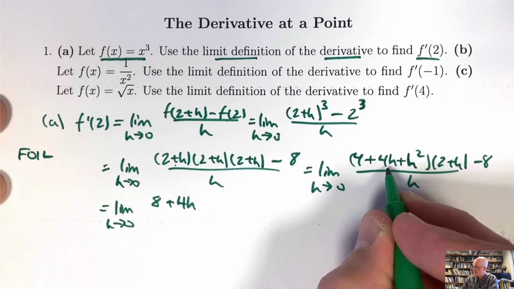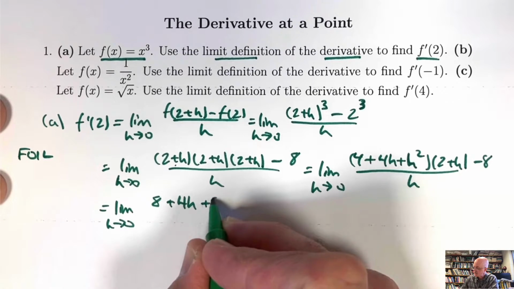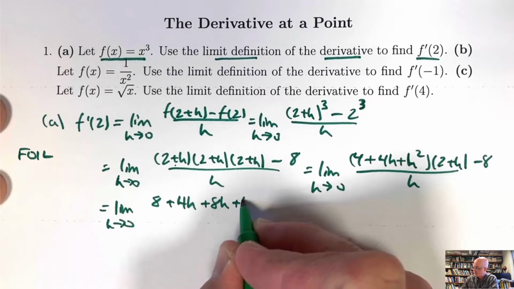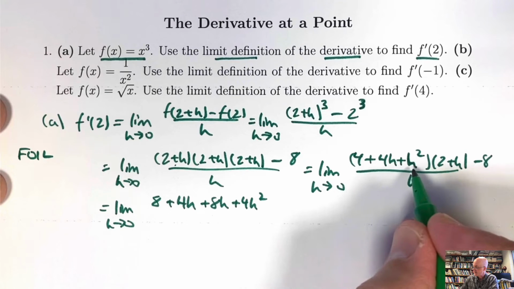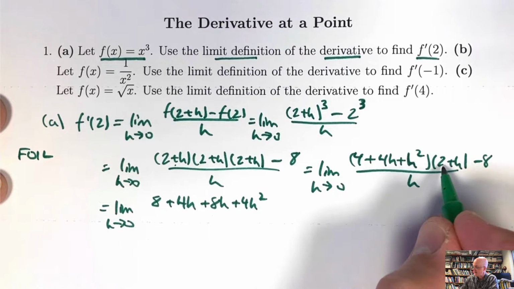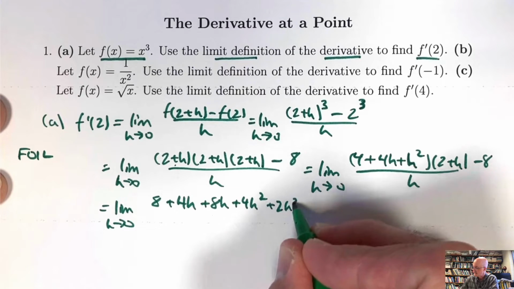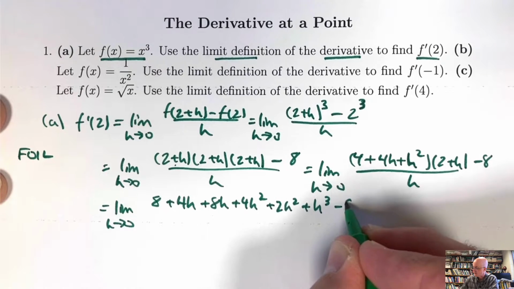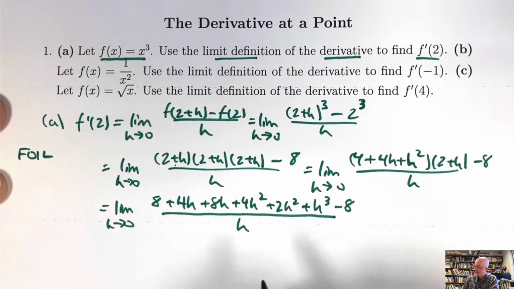Then go to the next term here, 4h. Multiply it times each term here. 4h times 2 is 8h. And then 4h times h is 4h squared. And then go to the last term here in the factor on the left, h squared, and multiply it times each term here. h squared times 2 is 2h squared. And then h squared times h is plus h cubed. Don't forget your minus 8. And then divide that entire thing by h.